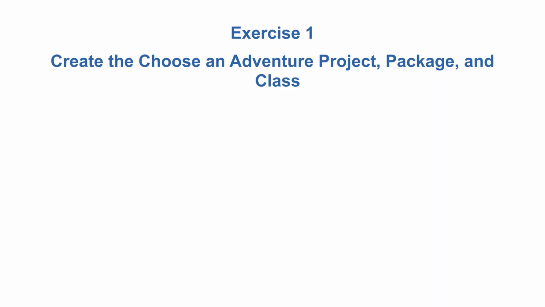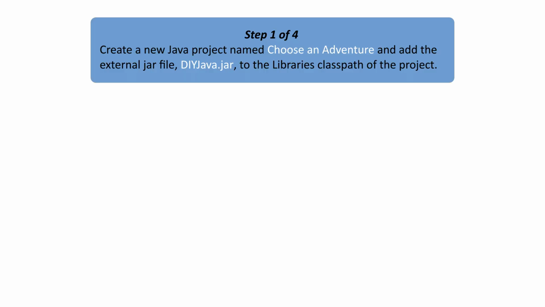options for the adventure. Exercise 1. Create the Choose an Adventure project, package, and class. Pause the video if you need more time in any of these exercises. If you want to see how I would complete any of the listings, please refer to the completed listings at the end of this video. First, create a new project named Choose an Adventure and add the external jar file, DIY Java jar, to the library's class path of the project.